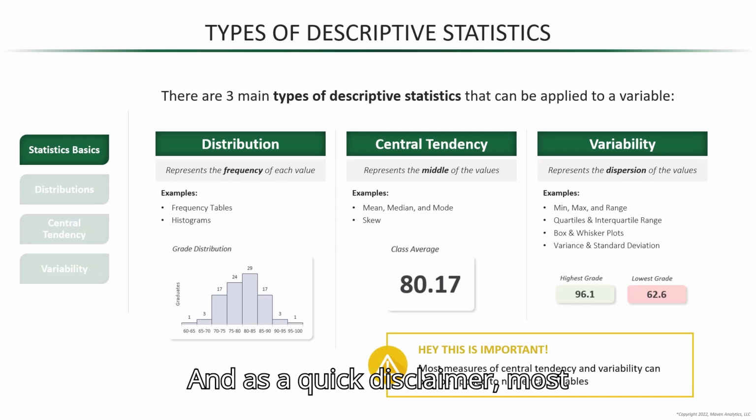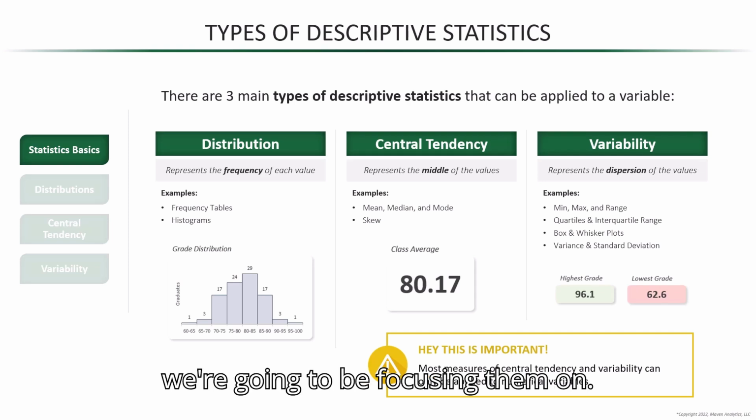And as a quick disclaimer, most measures of central tendency and variability can only be applied to numerical variables, so that's where we're going to be focusing them on.